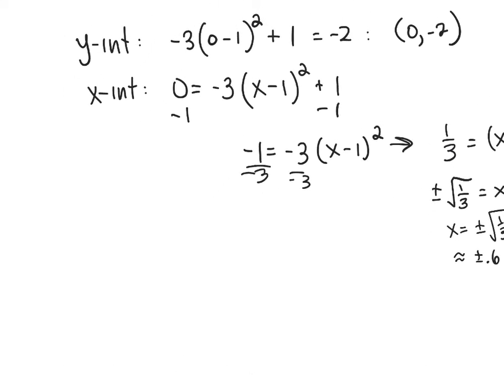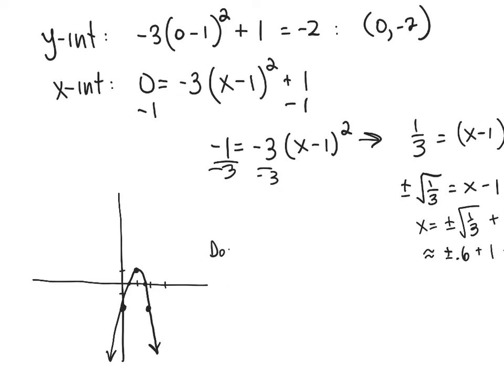Now the graph, the vertex was 1, 1. The y-intercept was -2, and we could use symmetry to reflect that point over to here. And then we had 1.6 as an x-intercept and 0.4 as an x-intercept. And that would be our graph.